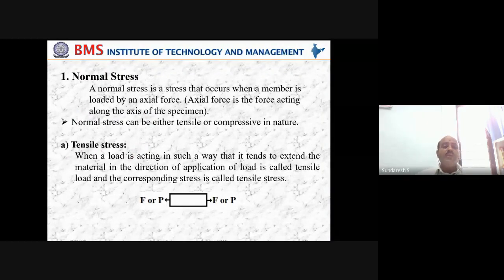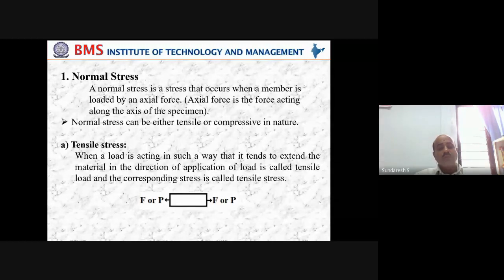So what do you actually mean by the word normal stress? In the last class, we discussed 2 important terms. One is called a prismatic bar, and another one is called an axial force. We defined what is a prismatic bar. A prismatic bar is a structural member which has a uniform cross section throughout its length. And next is axial force. Axial force is the one which acts along the axis of the member. So these are the 2 important terms I discussed in the previous class.